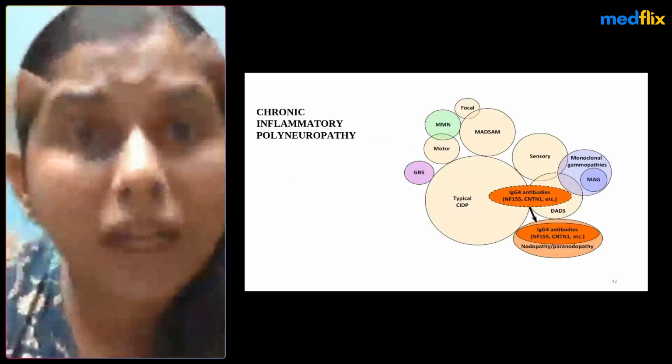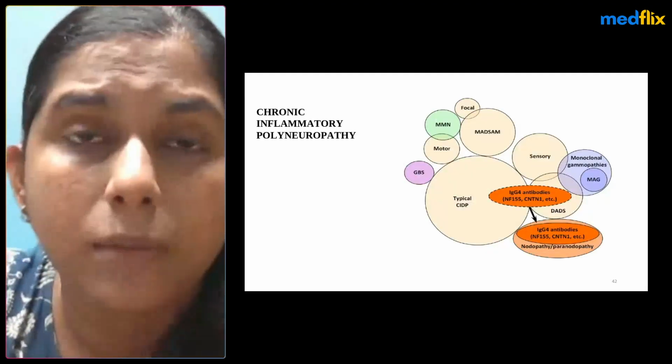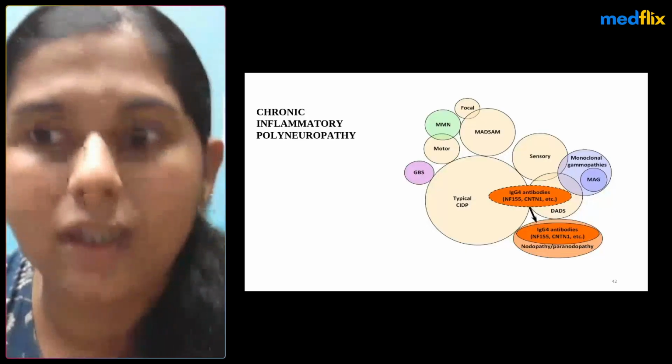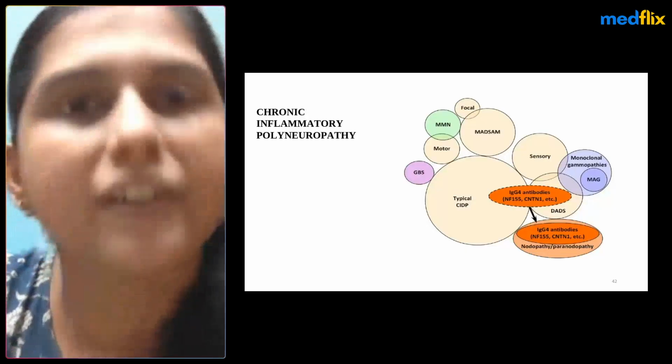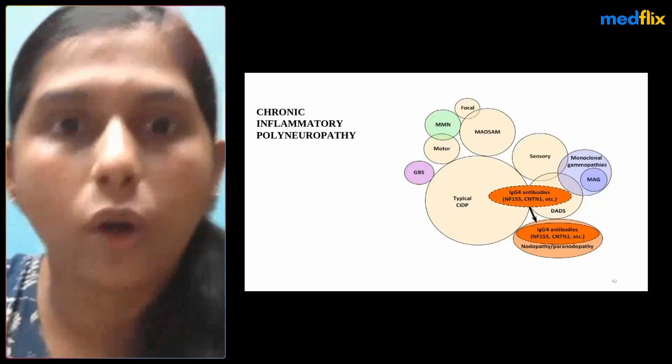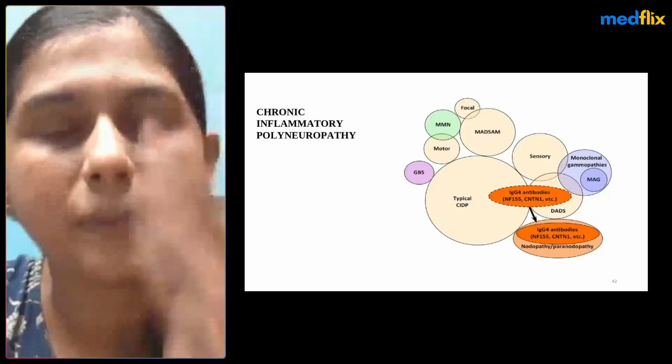Now, among these immune-mediated inflammatory neuropathies, the acute aspect I will not deal with today, because that is a topic in itself, and that is, of course, Guillain-Barré syndrome. But the chronic form of it, which is a chronic inflammatory polyneuropathy, is what we will be dealing with.